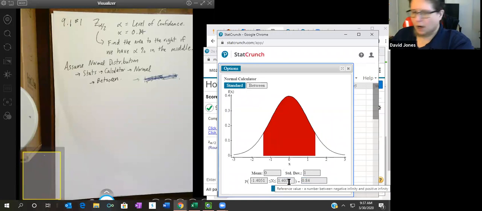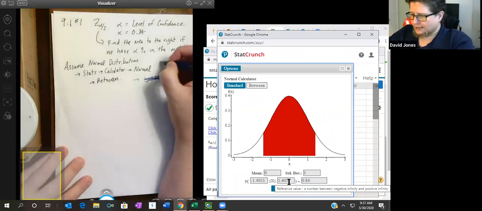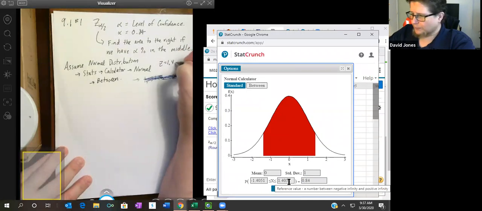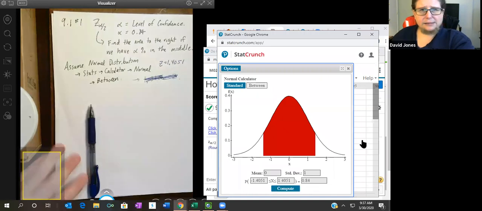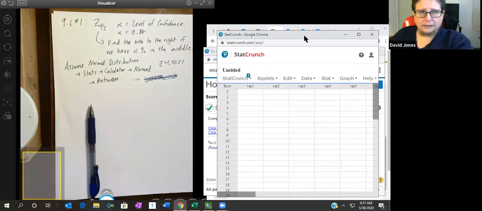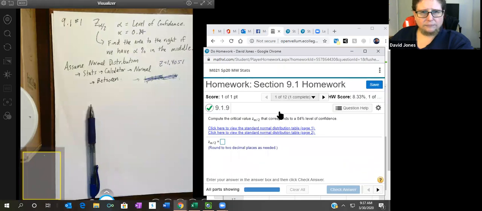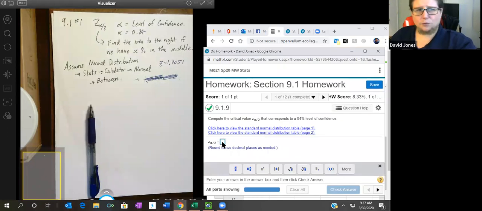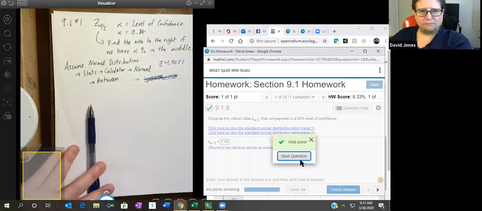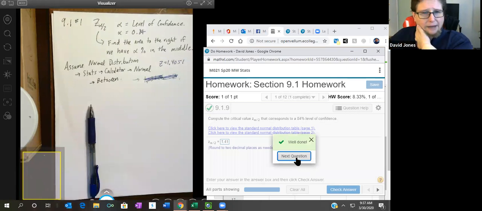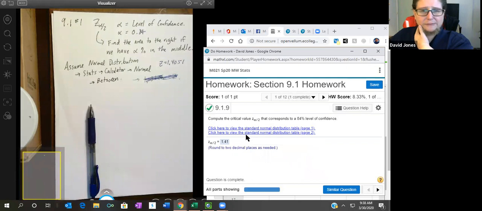All they're asking me in this problem is what my z-score is. My z-score is 1.4051. That's all they wanted. To 2 decimal places, that's 1.41. That's it. That's all they want on number 1. If you don't know what z alpha over 2 is, it's a little tricky. And they show these links to the standard normal distribution table, which make it a little bit confusing. But all you got to do is stats, calculators, normal, do between, and it'll give you the alpha score that you need.